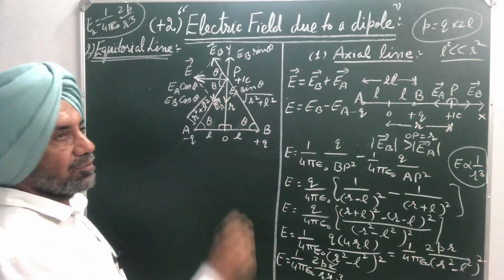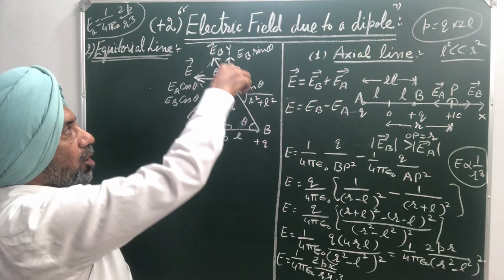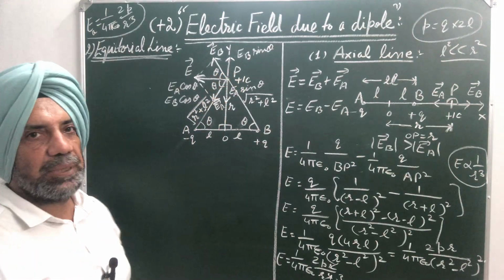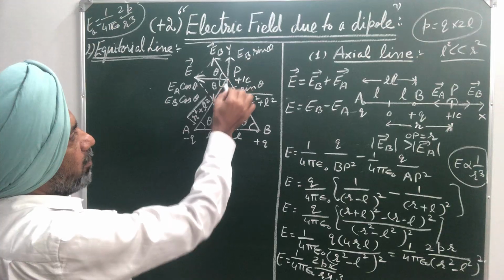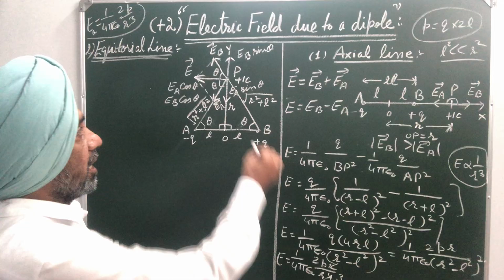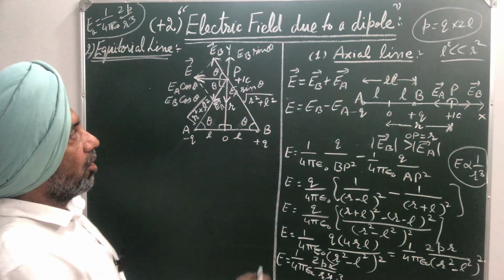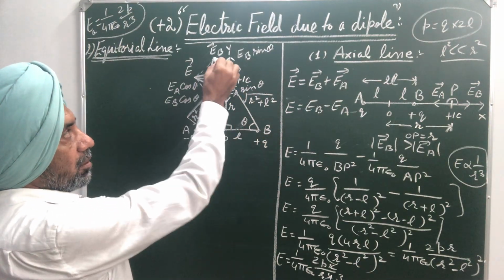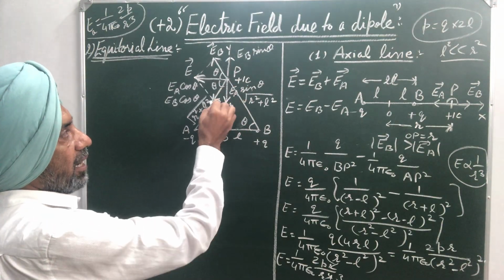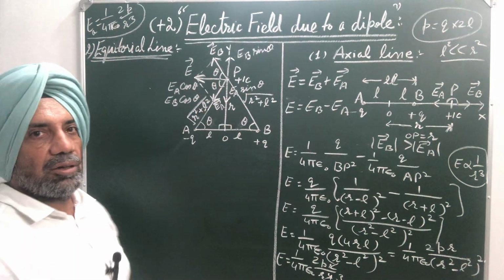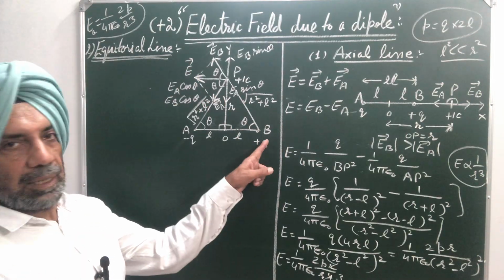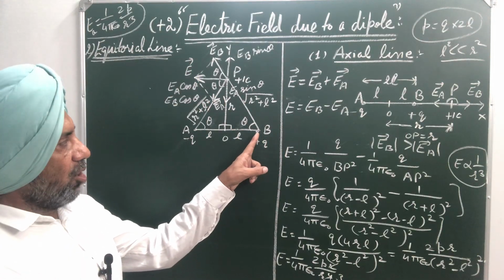This is EA. It means EB is acting along BP and EA is acting along PA. So these two electric fields EB and EA: in the previous case, EB and EA were opposite, but in this case they are inclined. Now, by using the parallelogram law of vector addition, the resultant of these two vectors EB and EA is given by the diagonal of the parallelogram. That is, it will be horizontal, parallel to the length of the dipole, and it will be along BA.